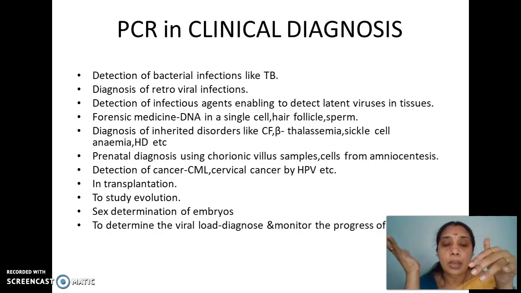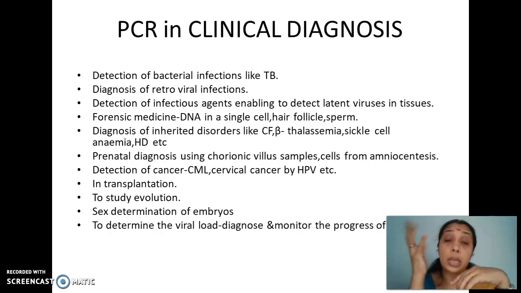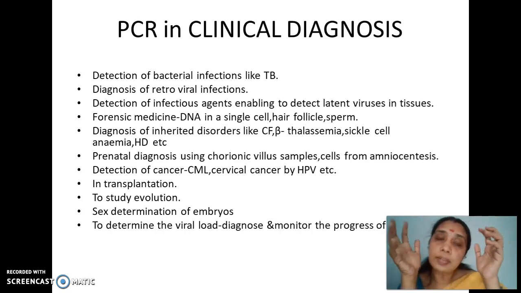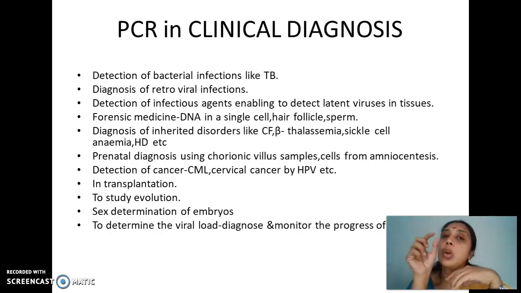Then you have inherited disorders like cystic fibrosis, a common inherited disorder in Caucasian populations, and Huntington's disease. Then thalassemia, sickle cell anemia, etc. All of these are inherited disorders, happening at the genetic level. Genetic level studies can be carried out with only a small volume of sample, which you can amplify and then carry out the studies, right?